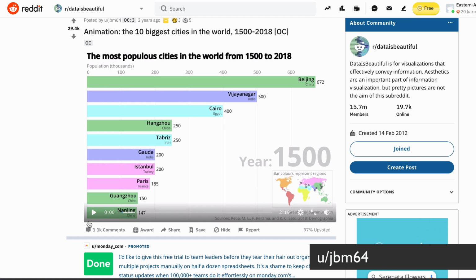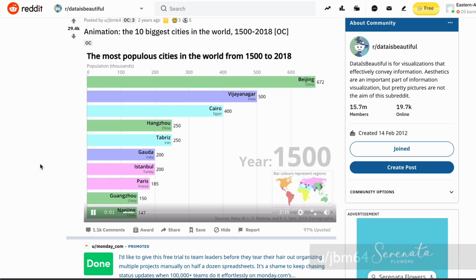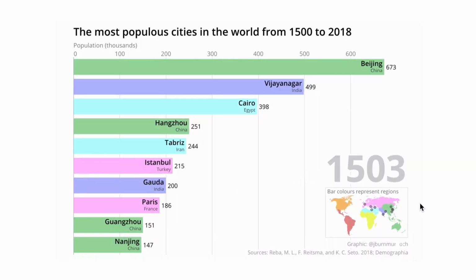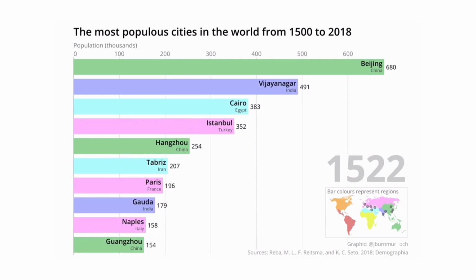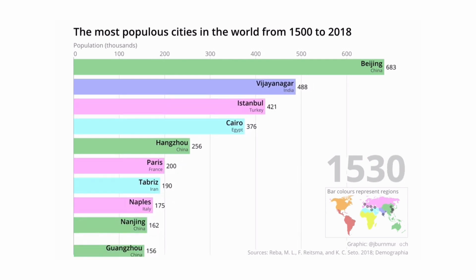So let's jump from looking at the world to looking at some cities. What this visualization does is plot the world's most popular cities from 1500 to present day. We'll just quickly have a look at key moments. So let's start with 1500. You can see that Beijing is the most populous city in the world, followed by, I'm going to get this wrong, Vijayanagar. You can see it's very much Asia and the Middle East that are the most popular.